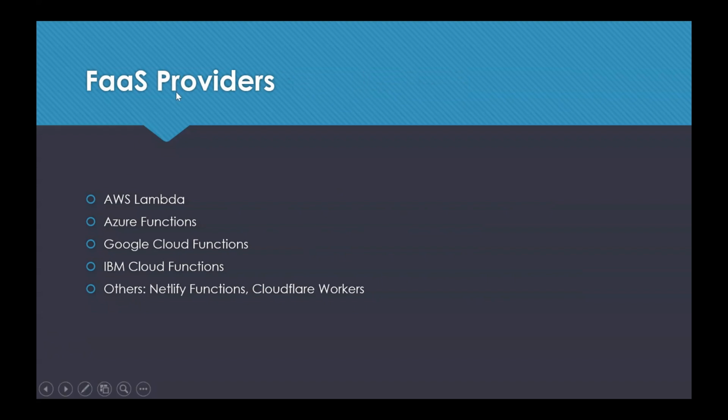What are the function as a service providers? You might be familiar with these names. This is AWS Lambda, provided by Amazon Web Services. This is the serverless, or you can say function as a service, offering. You can use AWS Lambda to create your application, deploy it, and run it. You don't have to worry about the infra and all. That's why this is also called serverless.